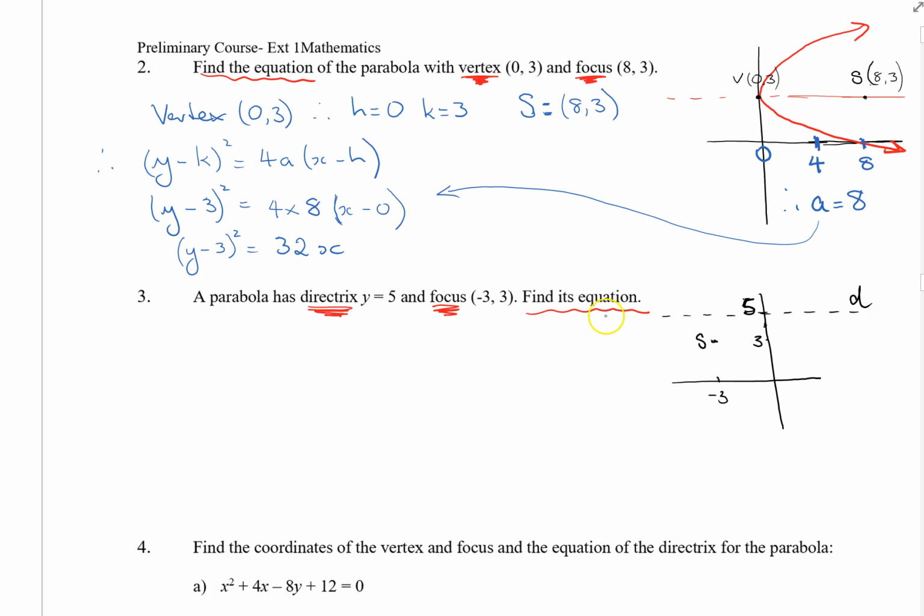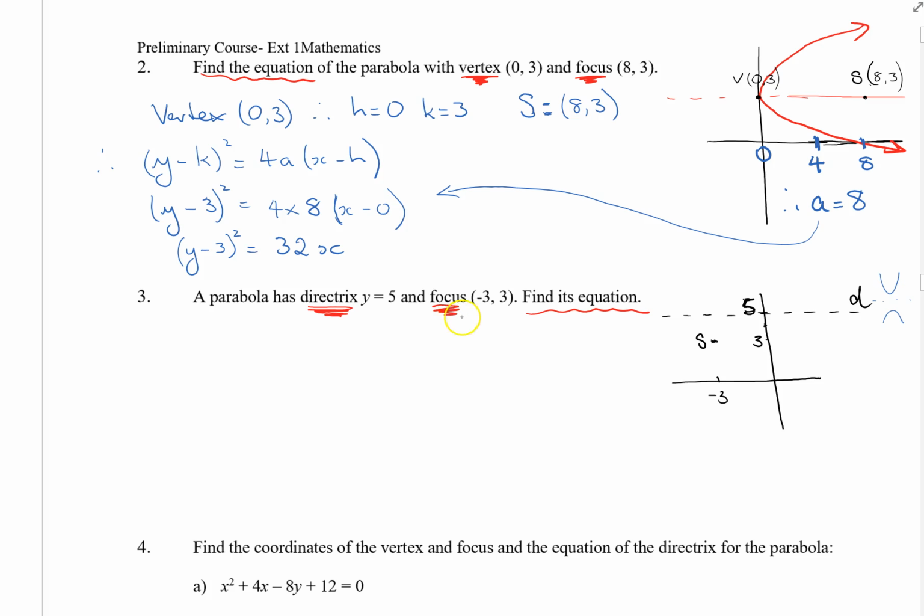Find its equation, probably go back to my 4 steps. 1, draw a diagram. From this information, draw a diagram, see what I can get from it and see if I can identify both a and the equation format that I want. So let's put this information onto the diagram. The directrix is at y is equal to 5, so directrix up here at y is equal to 5. Well, I guess what that's telling me already is it's going to be a parabola either doing this or doing that to have a directrix at y is equal to 5.